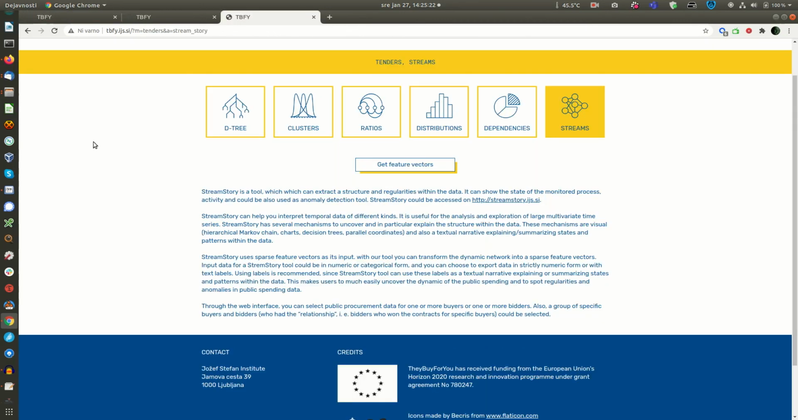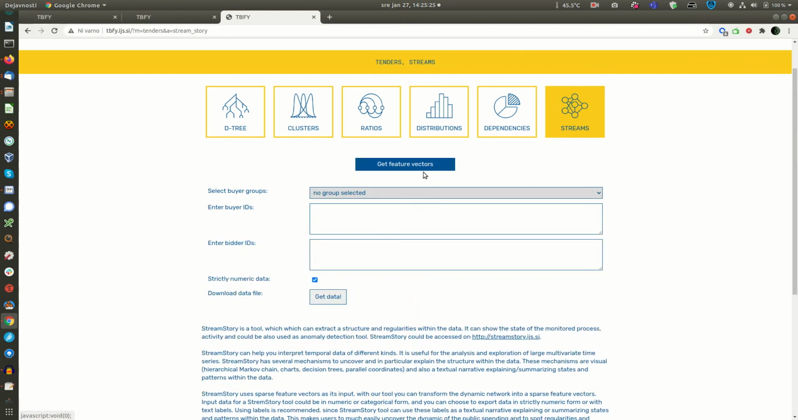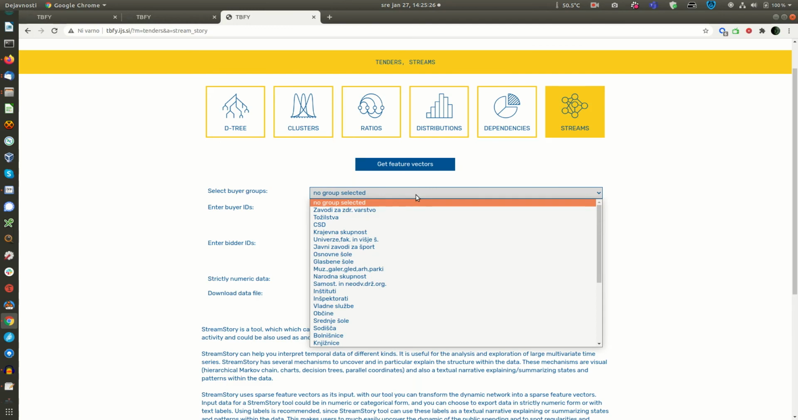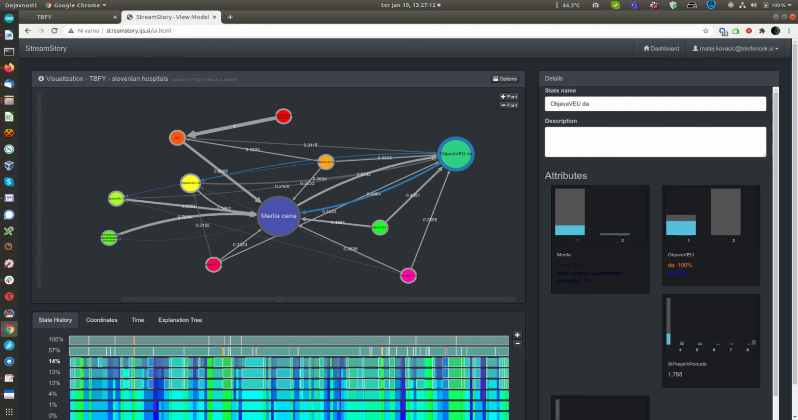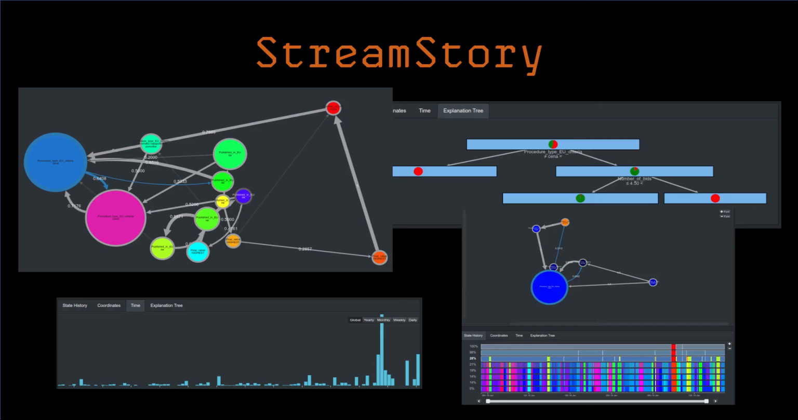The last section of our platform is a module called Streams. With this module, we can export public procurement data into the Stream Story tool, which is intended to help with analysis and interpretation of time-varying data. With this tool, users can easily uncover the dynamics of public spending and spot irregularities and anomalies in public spending data. The details of the Stream Story tool are presented in a different video presentation.